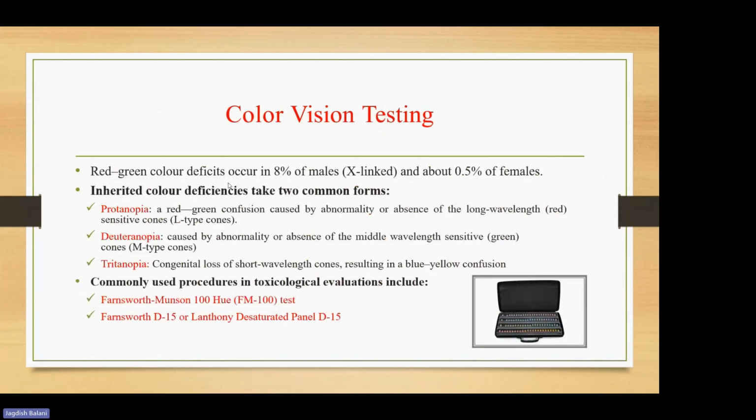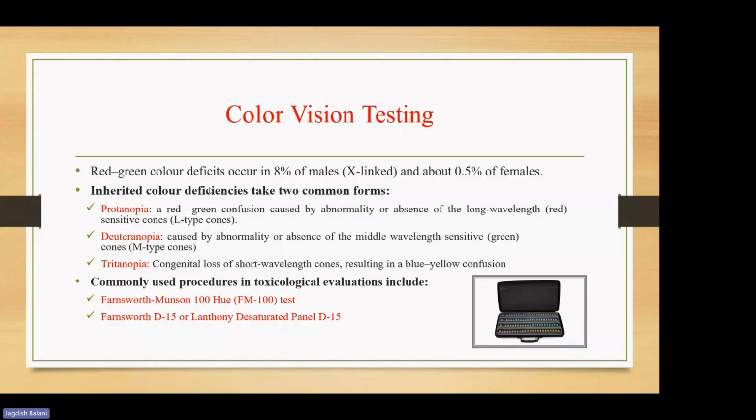Then color vision: red-green color deficiency mostly occurs in 8% of males, it's sex-linked, whereas about 0.5% of females. This term is protanopia, red-green color confusion caused by abnormality or absence of the long-wavelength, red-sensitive cones, L type. Similarly, deuteranopia is caused by abnormality or absence of the middle-wavelength-sensitive cones.